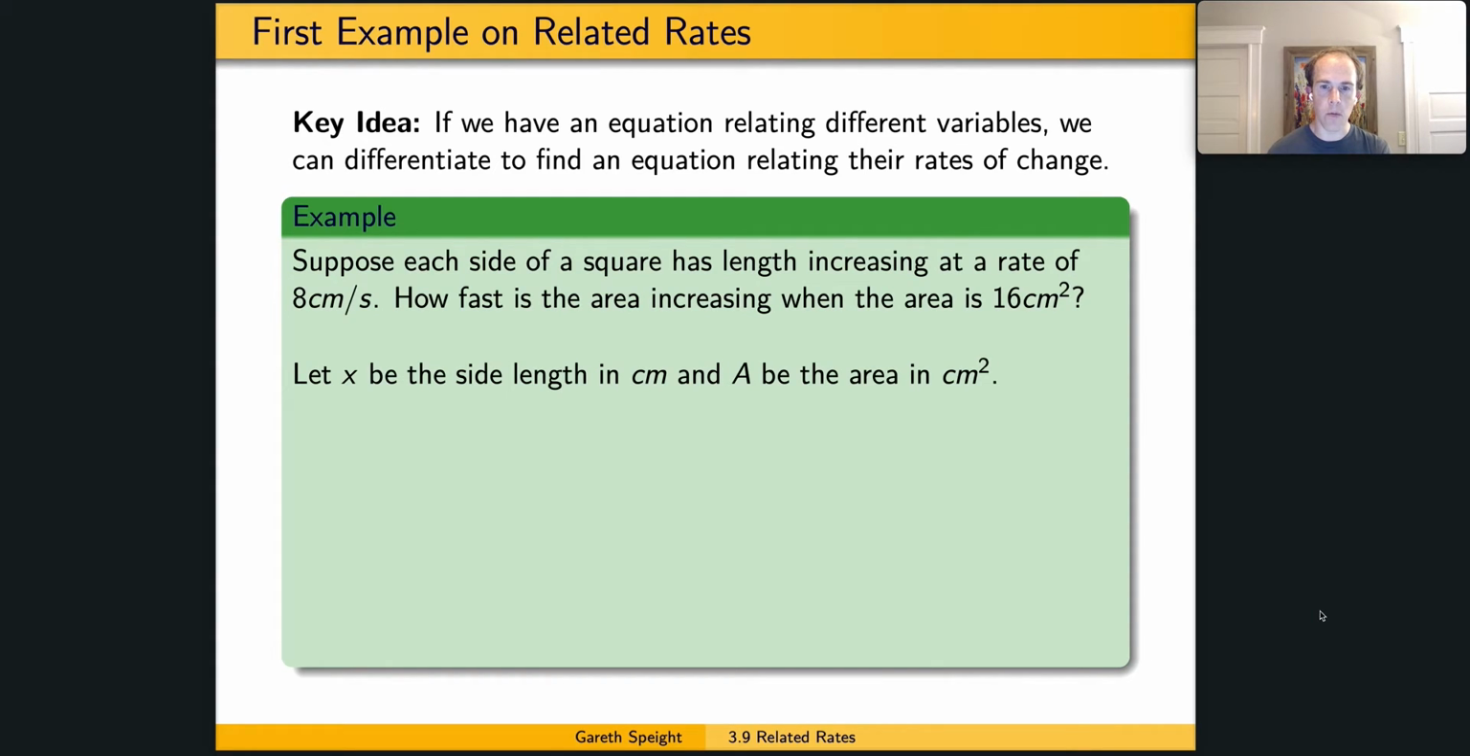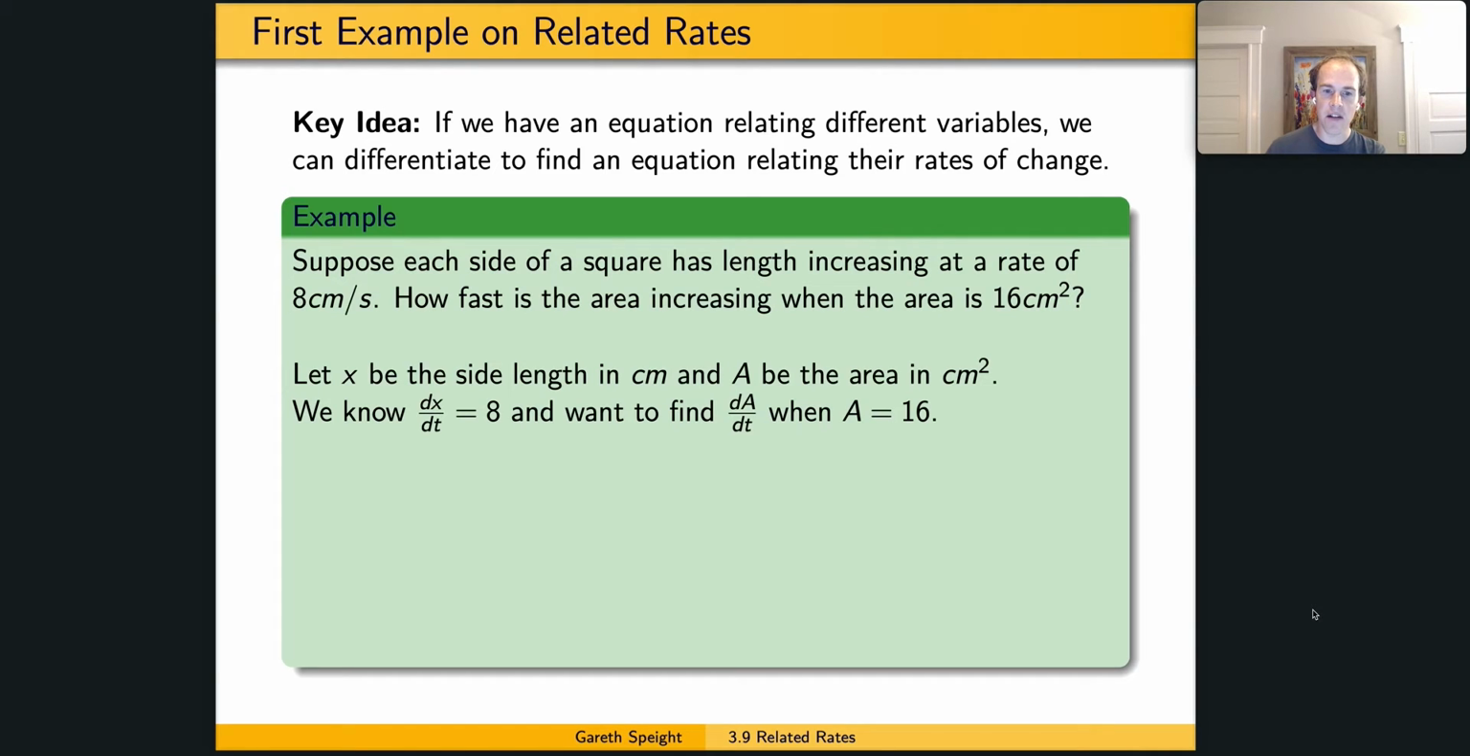And we want to then interpret what we're told and what we want to find. So we're told that the length of the sides is increasing at a rate of 8 centimeters per second. So that's going to tell us that dx/dt is 8. So here we're differentiating with respect to time because it's increasing at a rate per second. And okay, we want to find how fast the area is increasing when the area is 16. So we want to find dA/dt when A is 16.